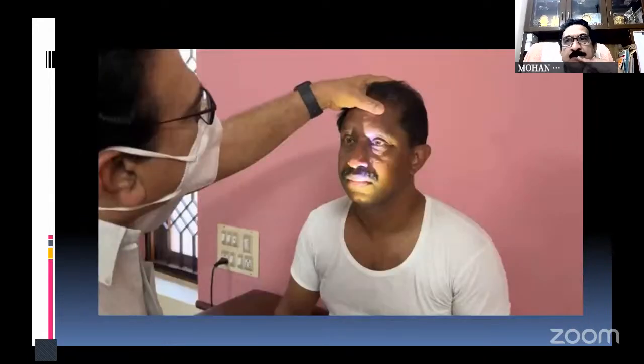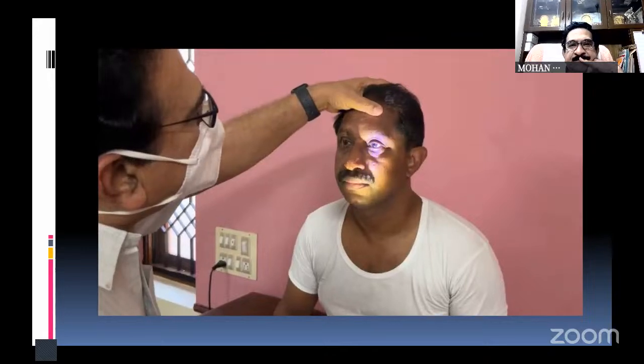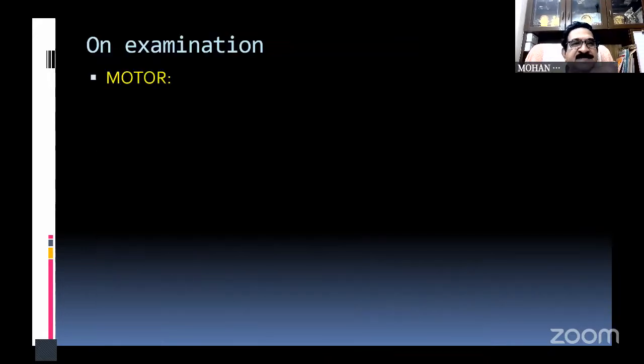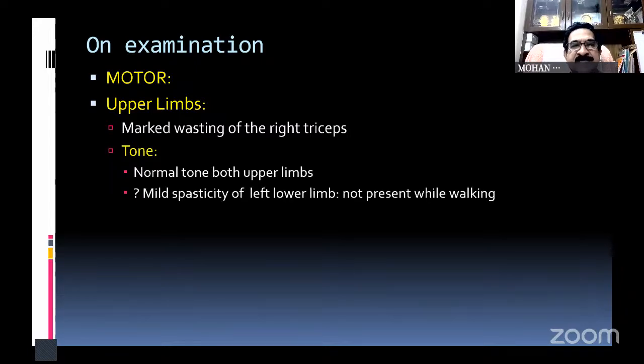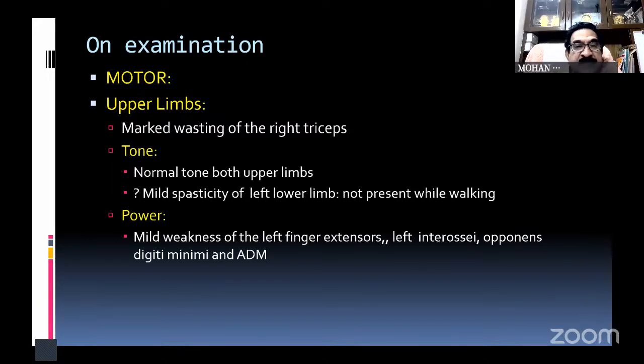So next, there is no hornerness in this patient. So examination, upper limbs: marked wasting of right triceps. Tone, normal tone in both upper limbs. Mild spasticity in the left lower limb, not present while walking, only when I checked in the lying down position. I thought it was slightly spastic, but not very convincing. Power: mild weakness of left finger extensions, left interossei, opponens digiti minimi and abductor digiti minimi. Other muscles normal.